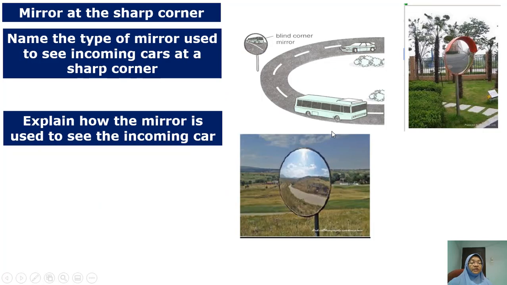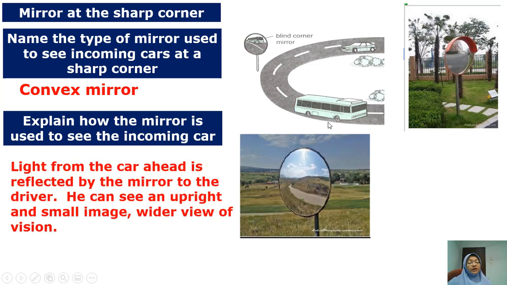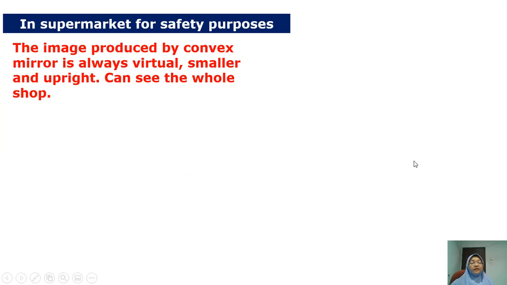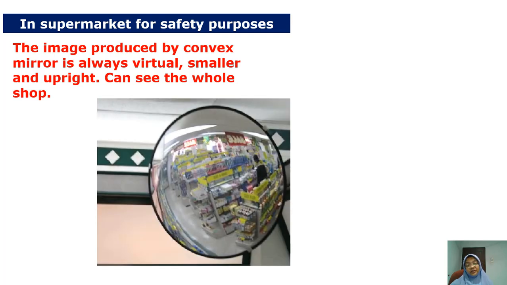Okay, the mirror at a sharp corner. This is the type of mirror. Again, this is a convex mirror. Explain: light from the car ahead is reflected by the mirror to the driver, and you can see an upright, small image with a wider field of vision. It is safer, for safety purposes. The image produced by a convex mirror is always virtual, smaller, and upright. You can see the whole shop. Okay, like this.